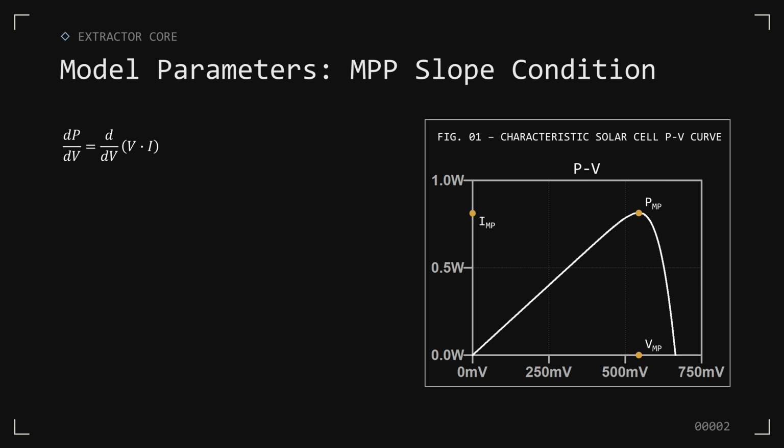The second condition is a little bit trickier. It's the slope of the IV curve at short circuit. We can run through a quick derivation to pin down what the expression for that slope is.